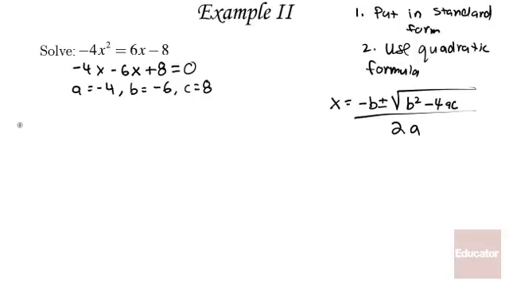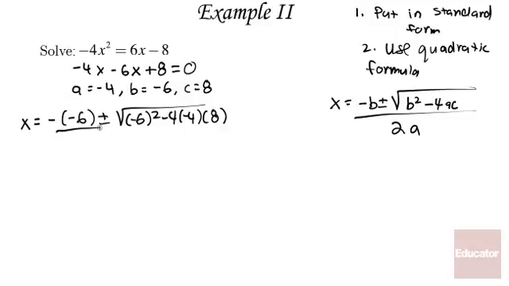Substituting in these values, I get x equals negative b, which is negative 6, plus or minus the square root of negative 6 squared minus 4 times a, which is negative 4, times c, which is 8, all of that divided by 2 times negative 4.